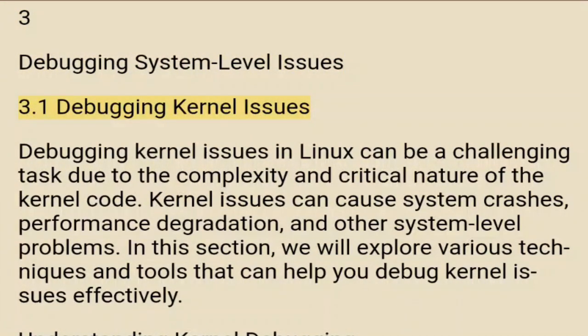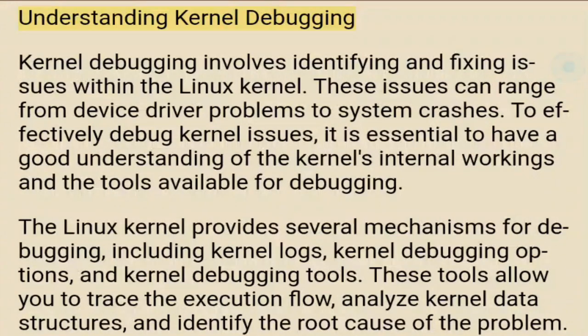3.1 Debugging kernel issues. Debugging kernel issues in Linux can be a challenging task due to the complexity and critical nature of the kernel code. Kernel issues can cause system crashes, performance degradation, and other system-level problems. In this section, we will explore various techniques and tools that can help you debug kernel issues effectively. Understanding kernel debugging. Kernel debugging involves identifying and fixing issues within the Linux kernel. These issues can range from device driver problems to system crashes.